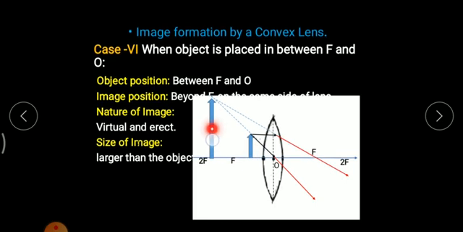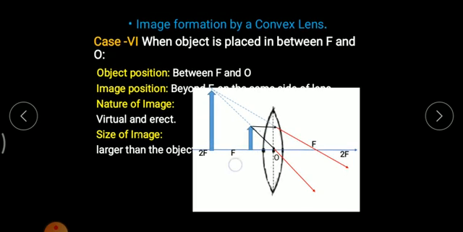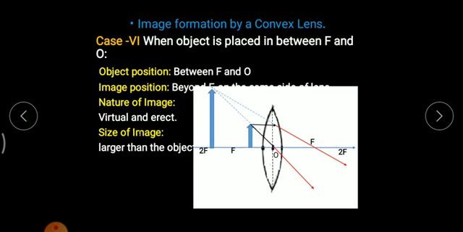and as you can see, the object is over here and the image is also here. So whenever the object is placed between focus and optical center, the image will be obtained on the same side of the lens. In the previous case it was obtained on the other side of the lens, as you can see. Now in this case it will be obtained on the same side of the lens where the object is residing. Here the object was there, so the image would be obtained on the same side as that of the object, but the image would be virtual. It cannot be obtained on a screen, and it would be erect.